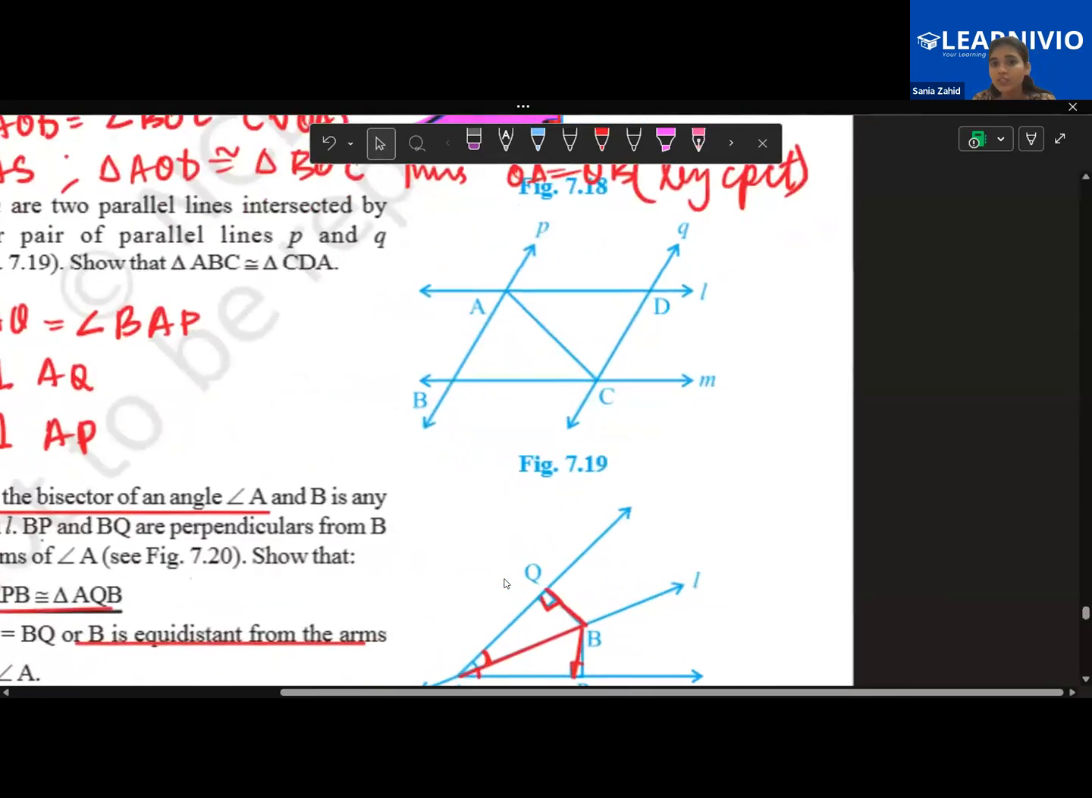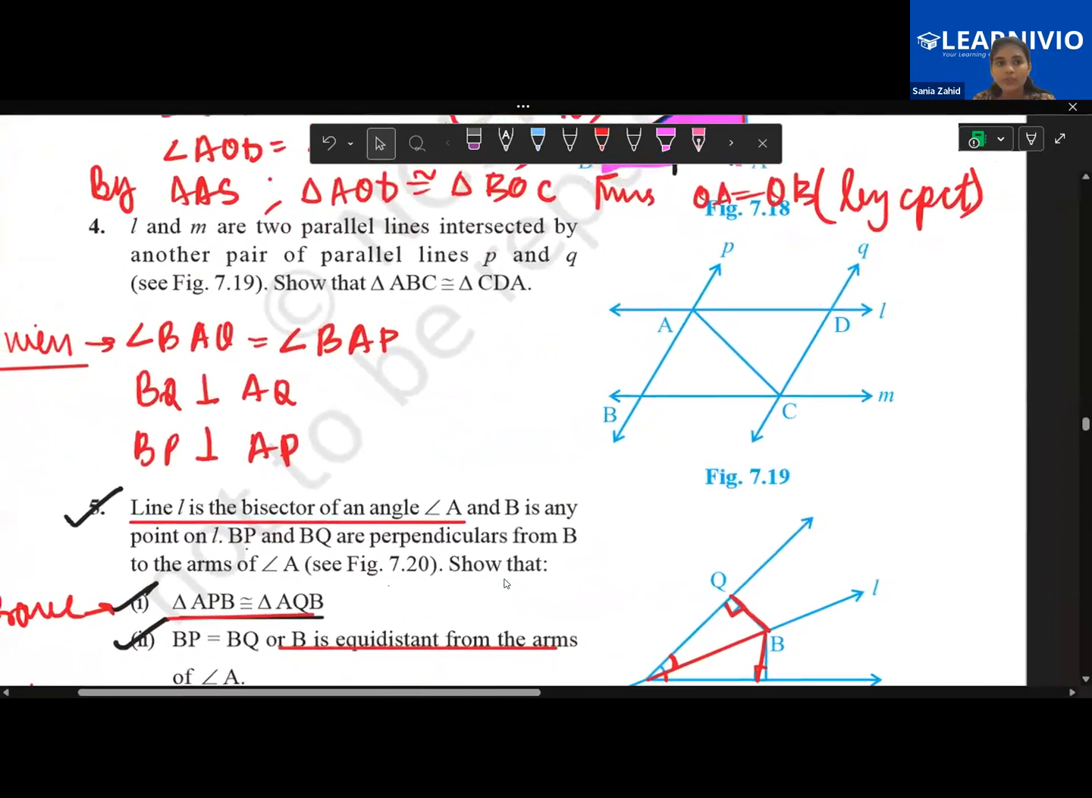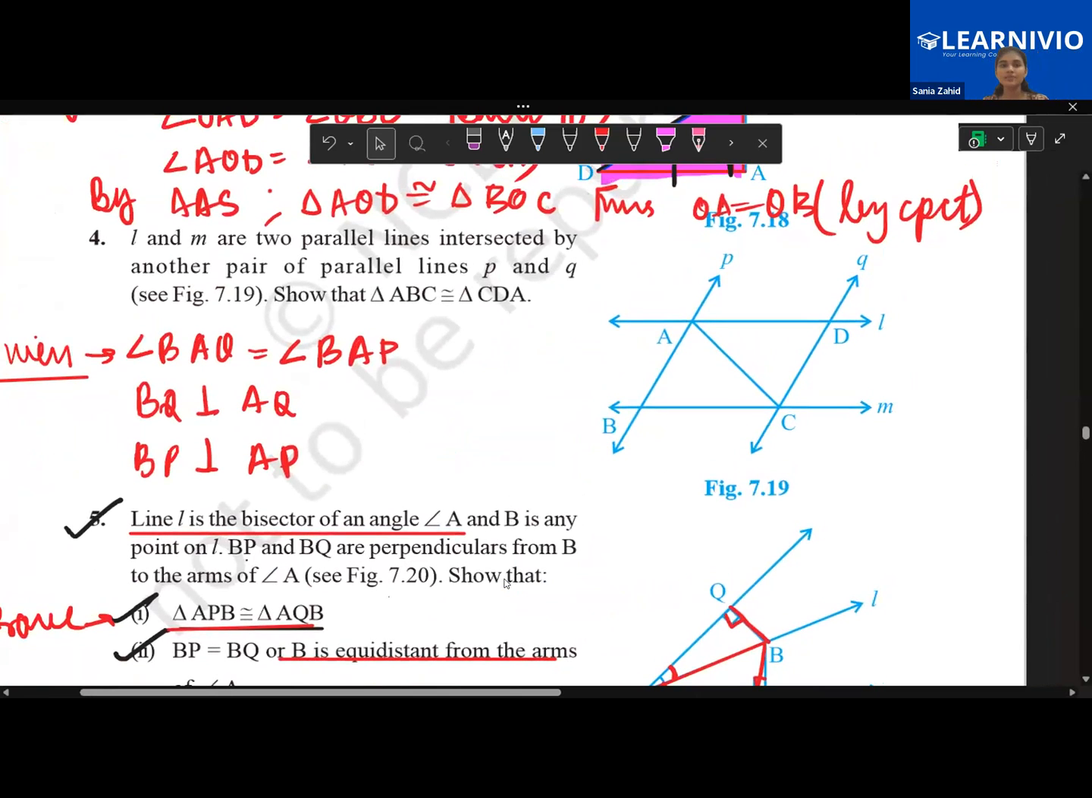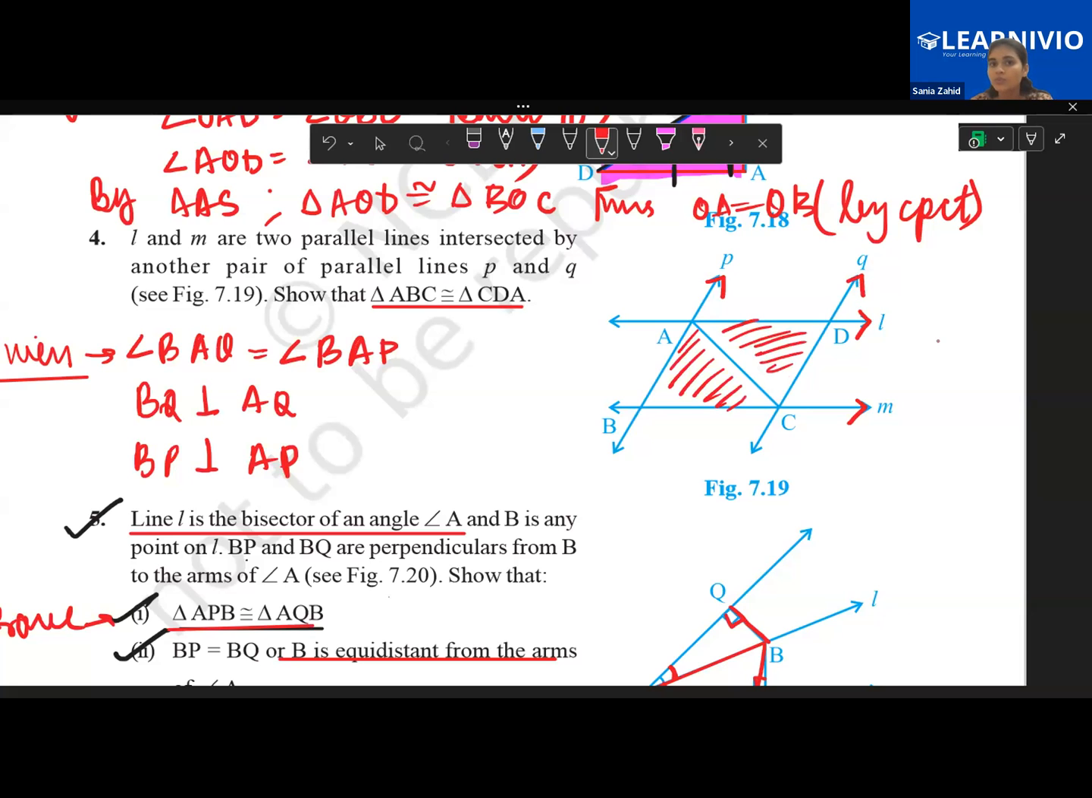I also have the fourth one. So now fourth one, I'll just explain. You'll do it on your own only. What does this say? That L and M are two parallel lines. So line L is parallel to line M. And now intersected by another pair of parallel lines P and Q. So this line and this line is also parallel. You just have to show that triangle ABC is congruent to triangle CDA. So ABC is this one. CDA is this one. You have to prove that both of them are congruent. So very easy now, children.